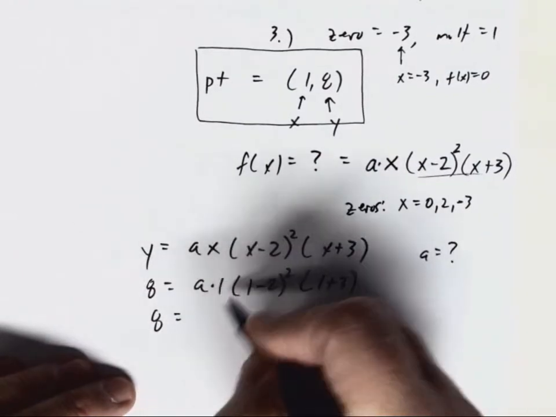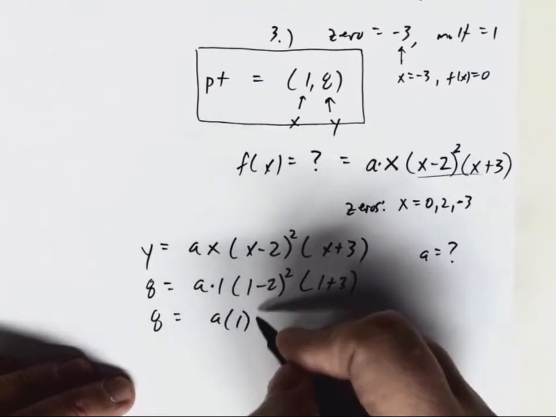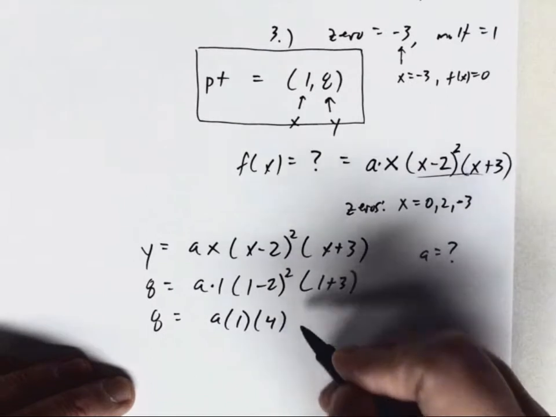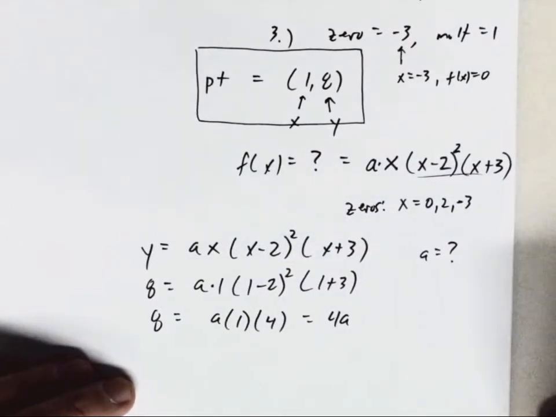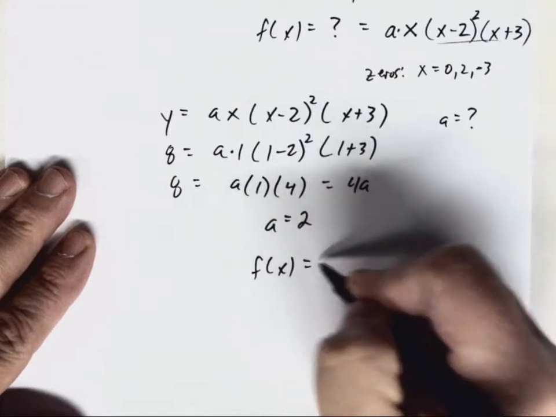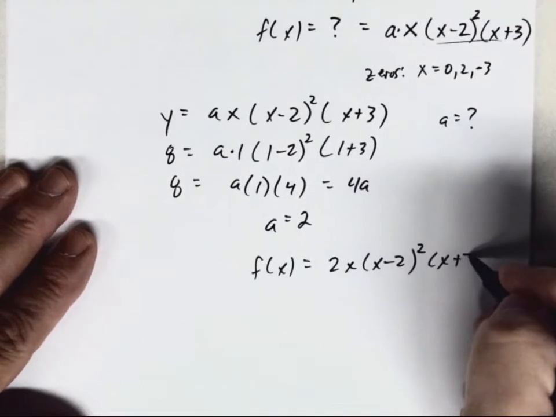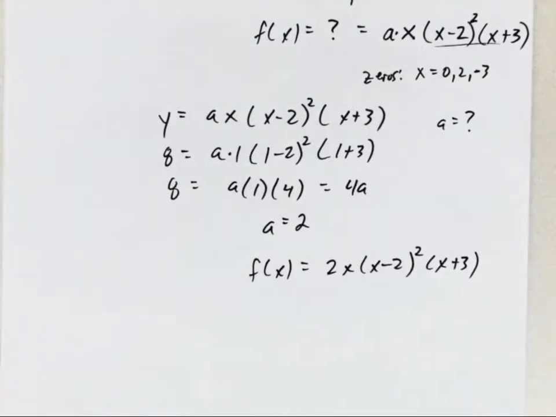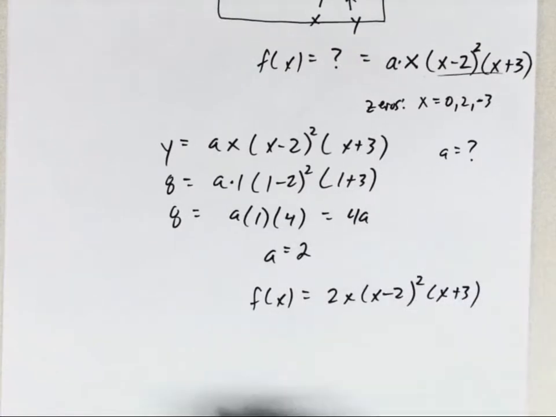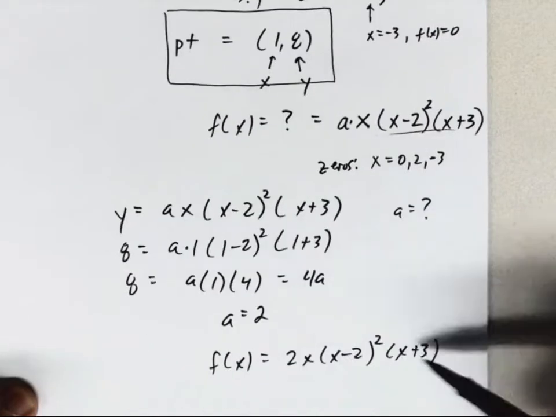Now, if I simplify this, this is a. 1 minus 2 is negative 1. Negative 1 squared is just 1. 1 plus 3 is 4. So 8 equals 4a. I can solve for a, which is 2. And now I can say this is the function with the information they gave me. Here's the function that fits.